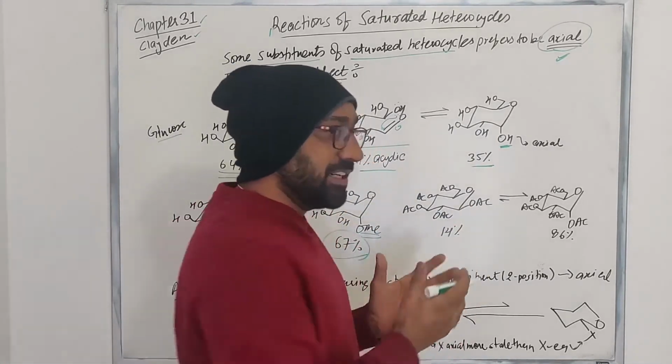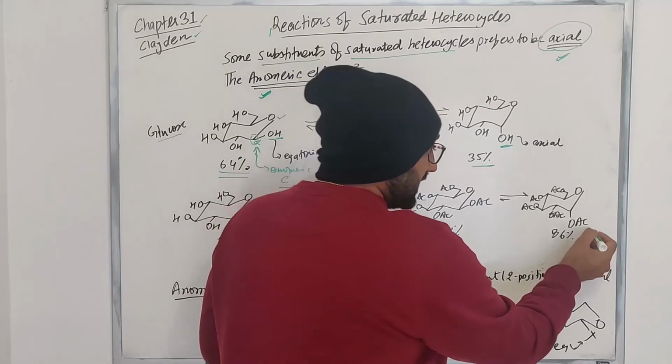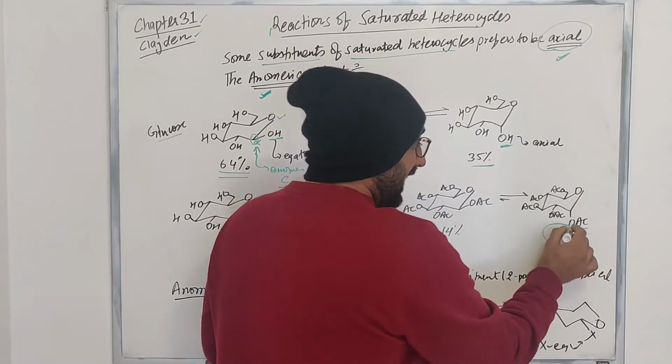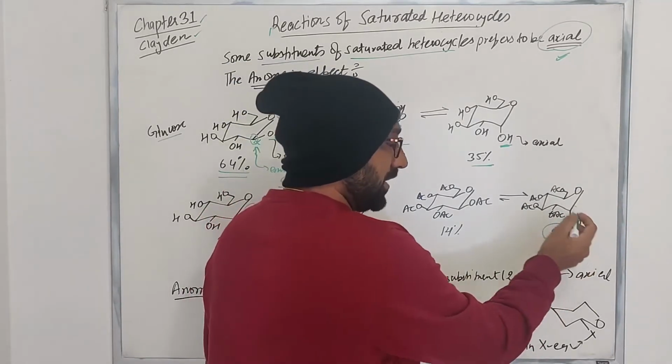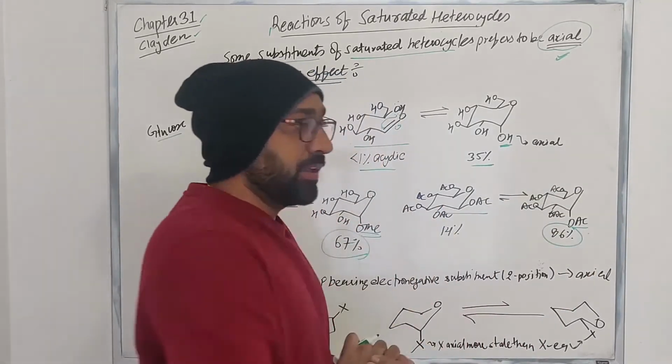Similarly, अगर आप इसके acetate derivative की बात करेंगे, so this acetate prefers to be at the axial position, and this equilibrium lies far to the right-hand side when the substituent is at the axial position. Here it is at the equatorial position.